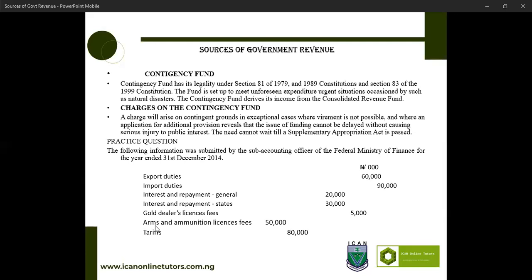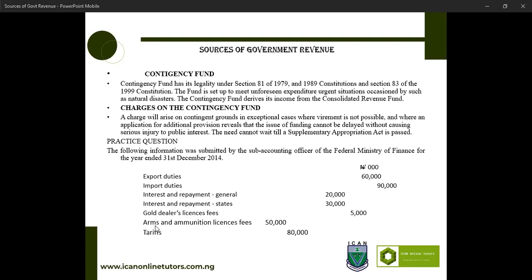Okay, this is inflow into what? The Federation account, because this is identified under what? Ed 2 of the Federation account. Are we there? Yes, sir. All right. So you tell us revenue Federation account, or revenue Consolidated Revenue Fund account, or revenue Development Fund account. If it is expenditure, you tell us it's an outflow into any of those accounts. Import duties: revenue Federation accounts.